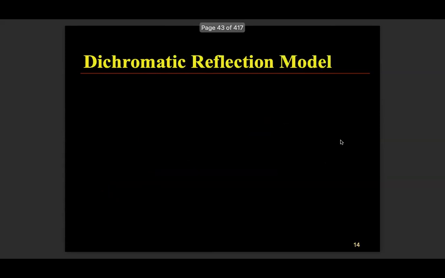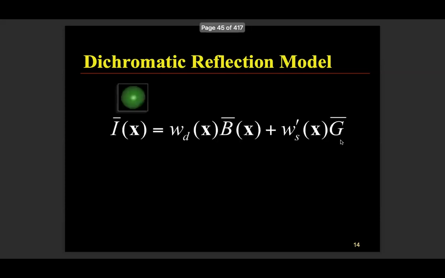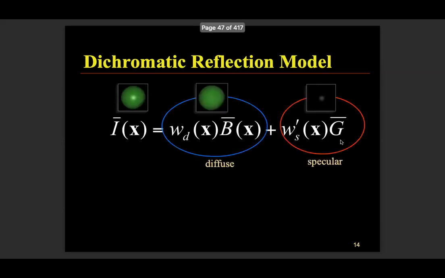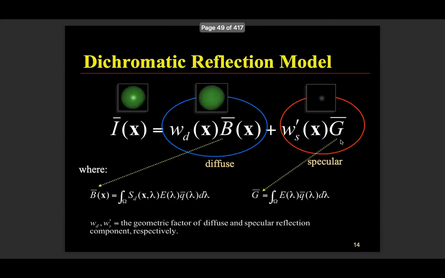Anyway, so then some time ago, a person from CMU, Carnegie Mellon University, proposed this dichromatic reflection model. This reflection model is a combination of these two terms, ID here and IS. And now we have B bar and G bar. B bar is actually the integral function that I mentioned before. B is for the diffuse reflection. And G is for the specular reflection.